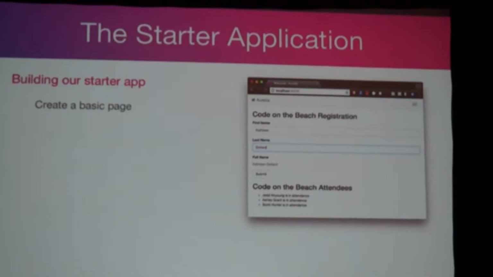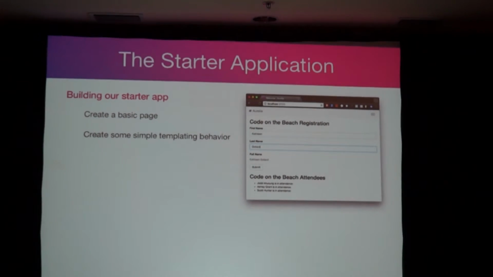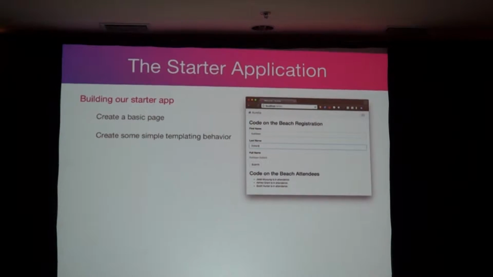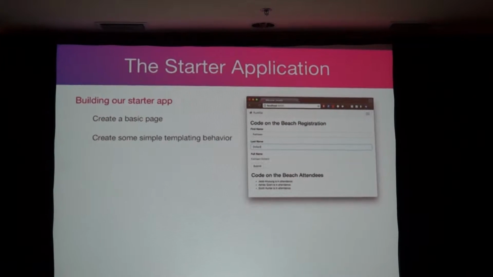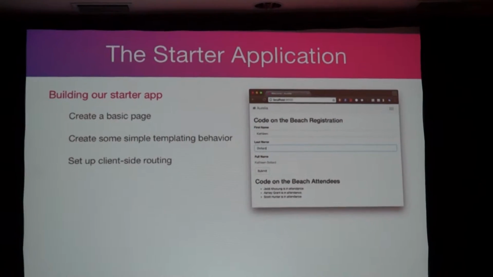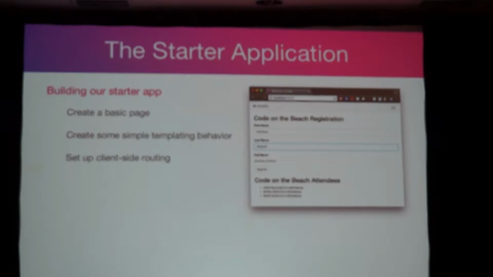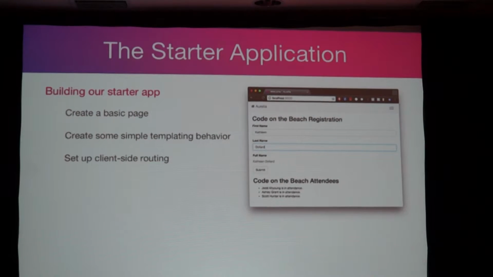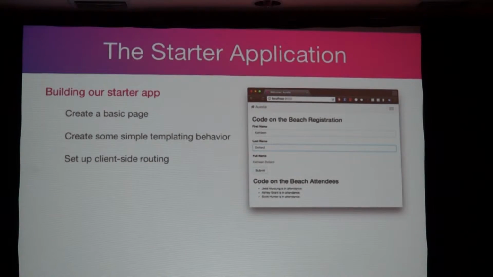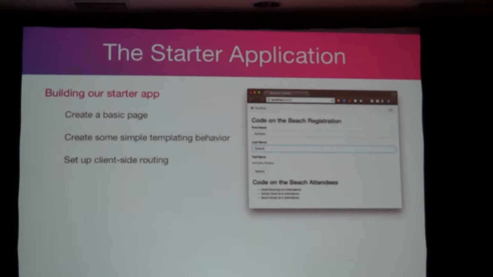We're going to create our starter app with a basic page. Some simple templating behavior in Aurelia is going to allow us to do what we have here. And then we're going to set up client-side routing so that we have our navigation portion working and bound. So let's take a look at a demo.